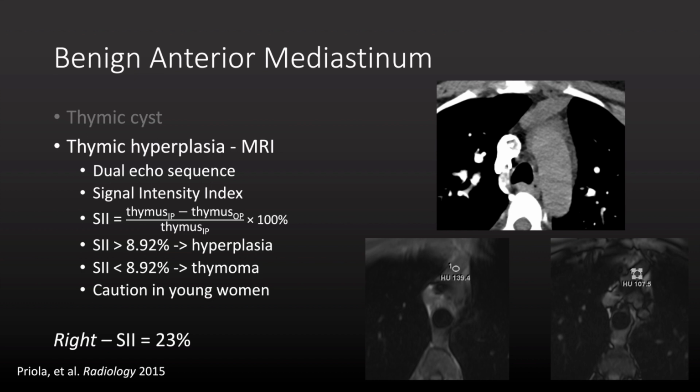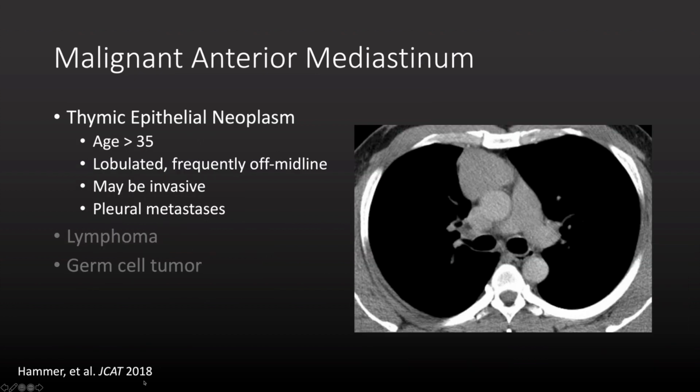And you'd expect to see, and generally we do see, that these tend to involute over time with decrease in size and increasing interspersed fat within the lesion over time. However, as I said, just be careful in young women where the lesion may not have the intravoxel fat. But in general, this is a pretty good formula to use. And the reference here for this particular formula is Priola et al. It was published in Radiology in 2015.